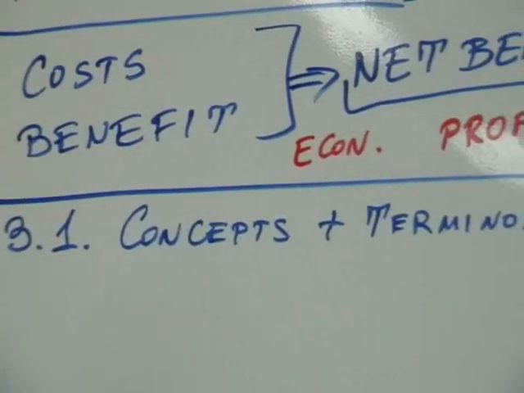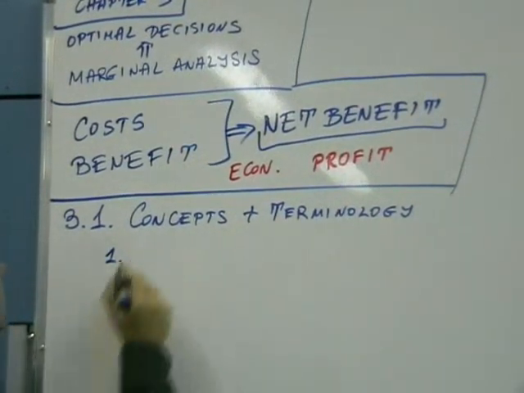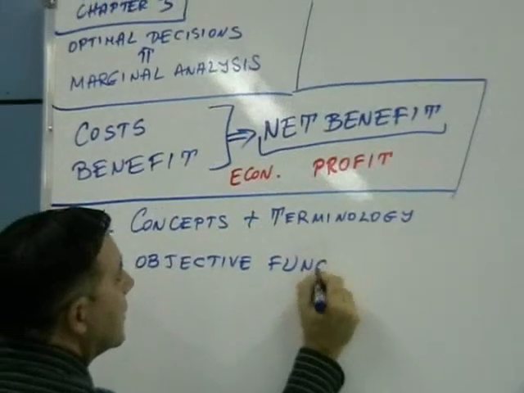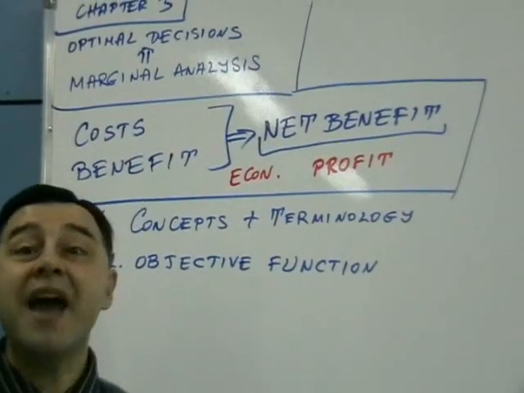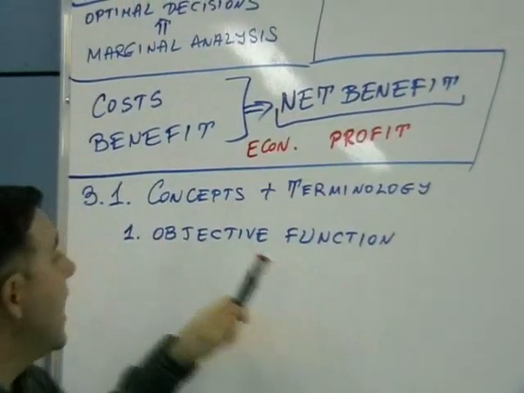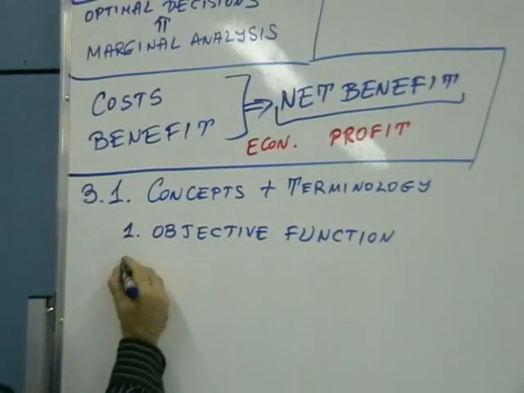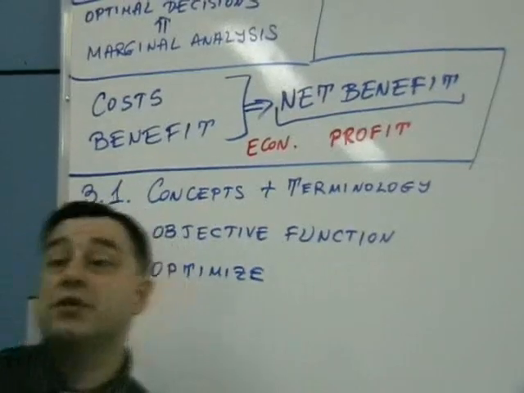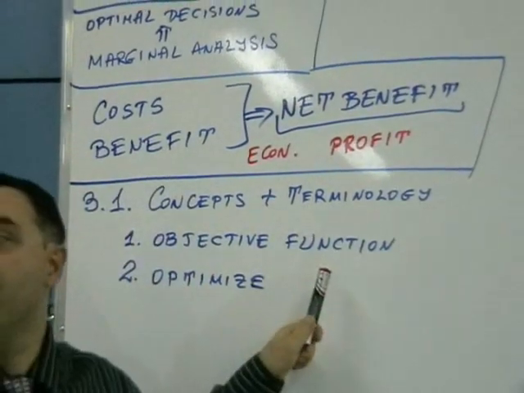All right, so which is the first very important concept? Well, let me take a look. Number one, the first concept is the objective function. This is simply the mathematical value of a function, not value in the sense of the benefit that we get. It is the mathematical value of a function which we try to optimize. To optimize is to try to obtain the optimal value of something, the optimal value of a function.